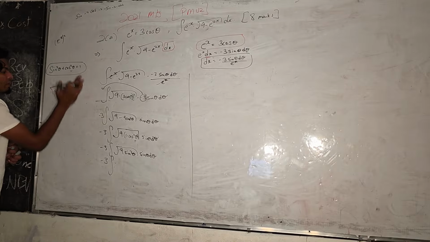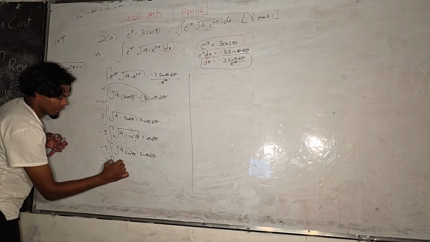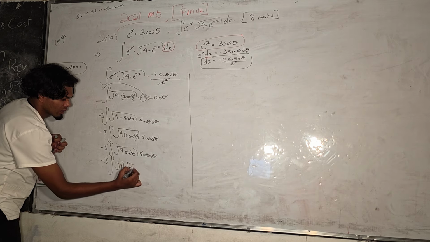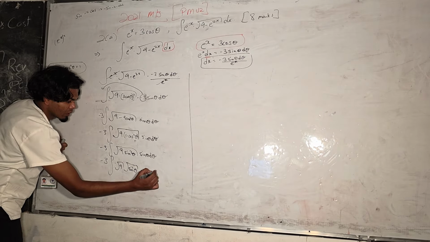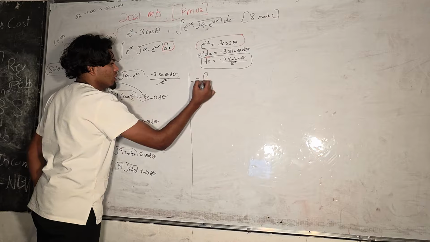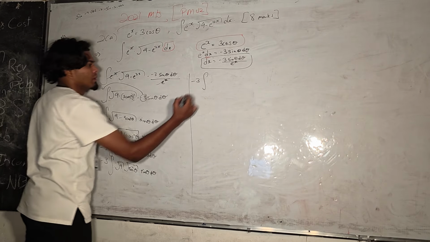So look at this now. We get the root of 9, the root of sine square theta, sine theta, put back the sine theta over there, d theta. It looks more settled. Over here, negative 3, the integral of the root of 9.